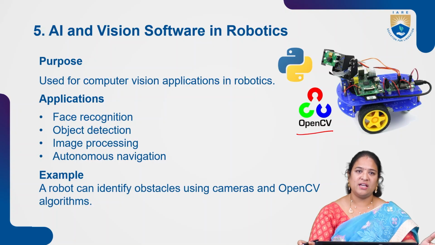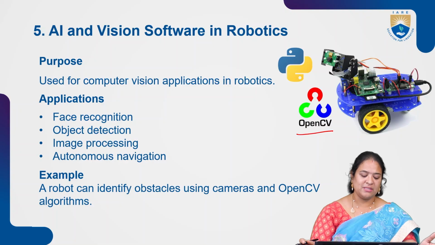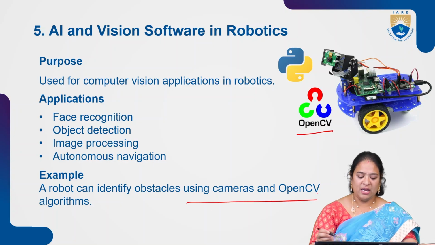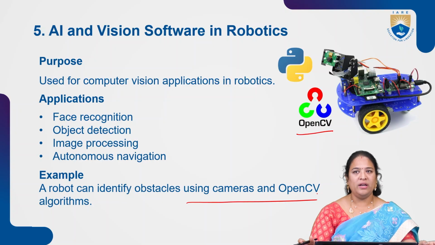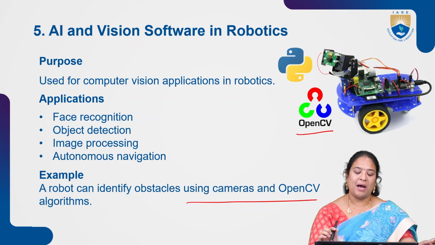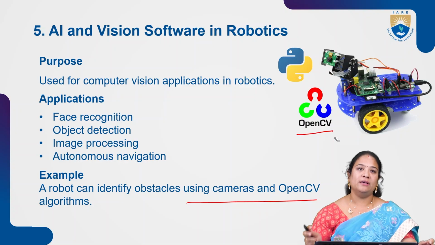That is, face detection can be done, object detection can be done, image processing and autonomous navigation. All these will be done with the help of the AI and vision software in robotics. The best example is a robot can identify obstacles using the camera and OpenCV algorithm, and accordingly it will be moving. As we can see, this is the robot where we have a sensor, a camera placed, where it will detect the object, and accordingly the path planning will be done automatically when we are integrating the artificial intelligence programming application into the robot.